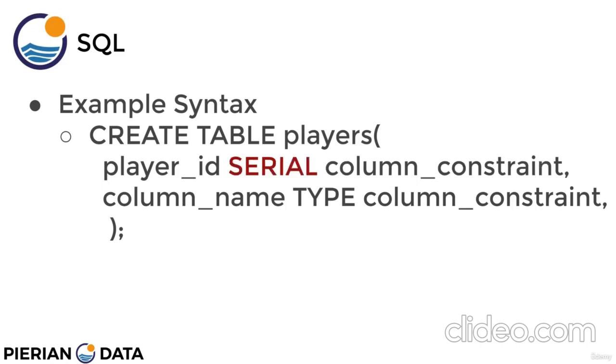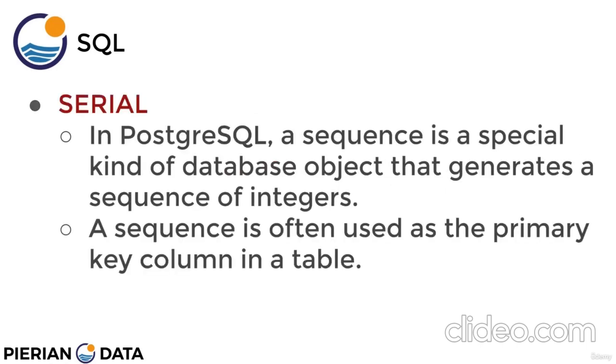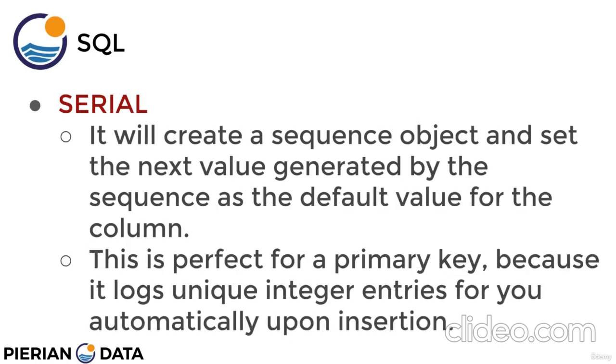So I actually want to focus in on this serial data type because it has some special properties. So in PostgreSQL, a sequence is a special kind of database object that generates a sequence of integers. And a sequence is often used as the primary key column in a table. So what serial is going to do, it's going to create a sequence object and set the next value generated by the sequence as the default value for the column. And this is perfect for a primary key because it logs unique integer entries for you automatically upon insertion.